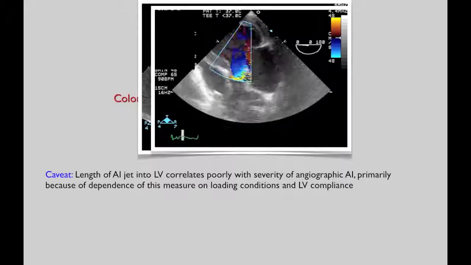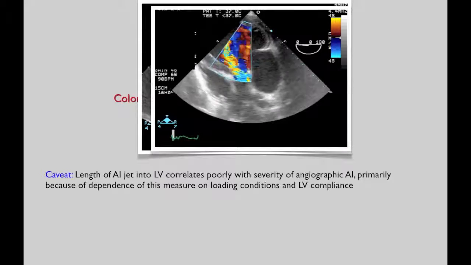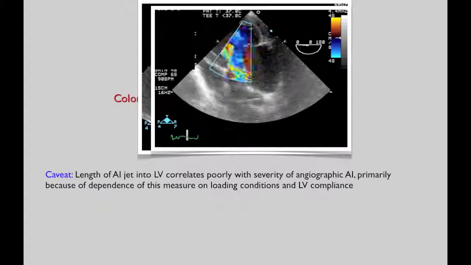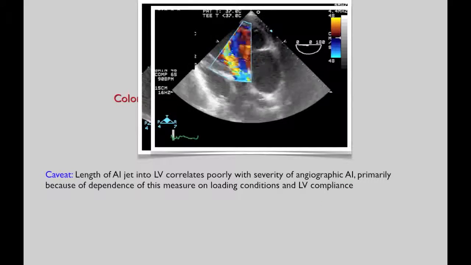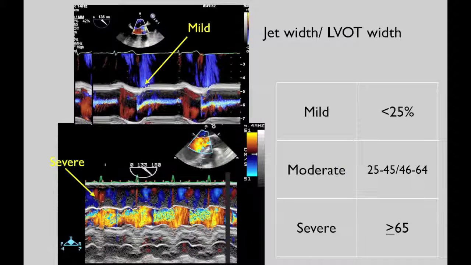In the deep transgastric view, this length of aortic jet extension can also be evaluated, and in this case you can see that it extends a significant distance into the left ventricle.